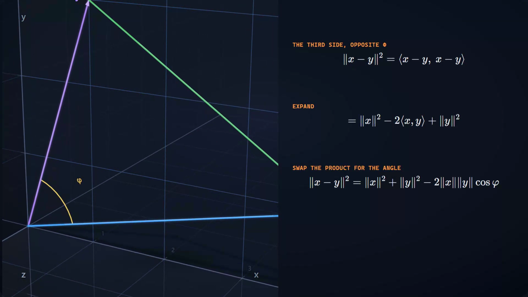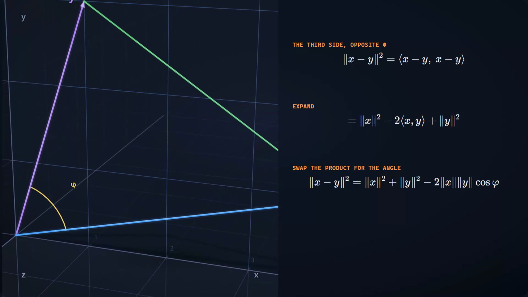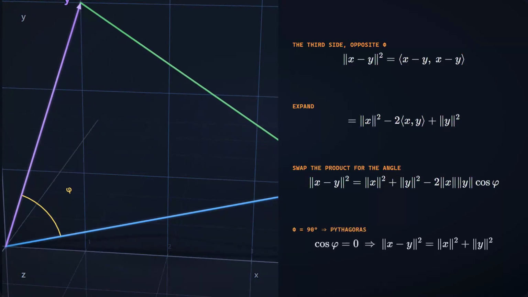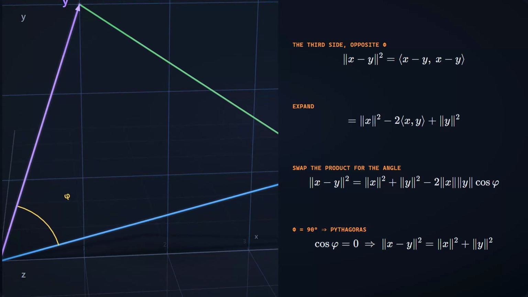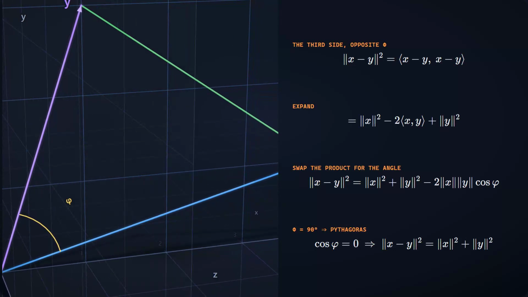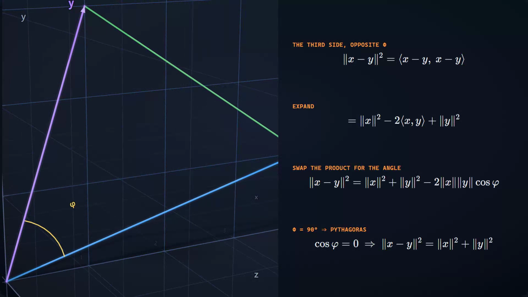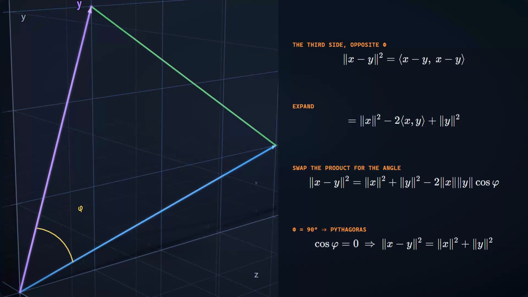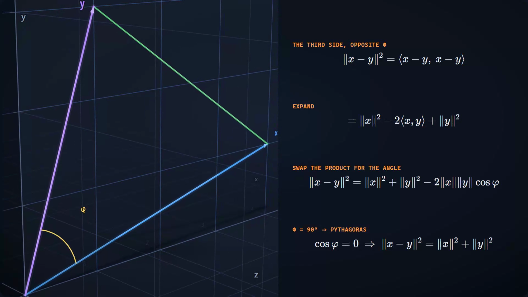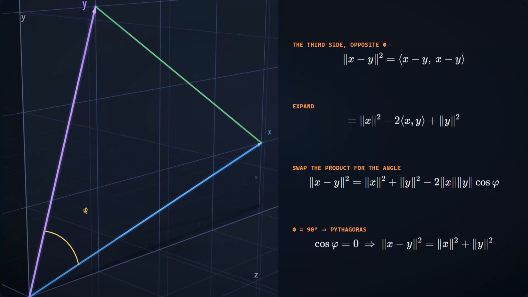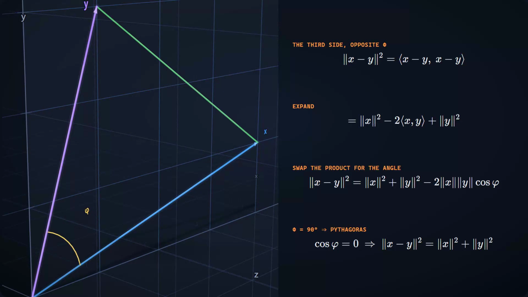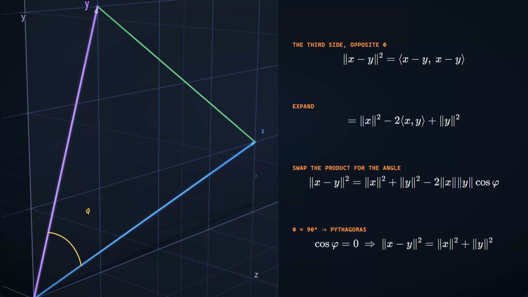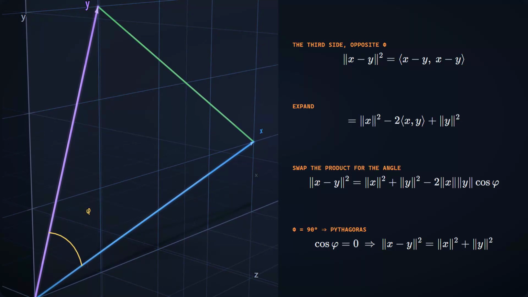It does. Set phi to 90 degrees, the last term vanishes, and what remains is Pythagoras. The oldest theorem in geometry is just the cosine rule with a right angle, and now it holds for functions, for matrices, for anything with a scalar product. So one identity contains two, the law of cosines in general, and Pythagoras the instant the product is zero. Angle in, geometry out.